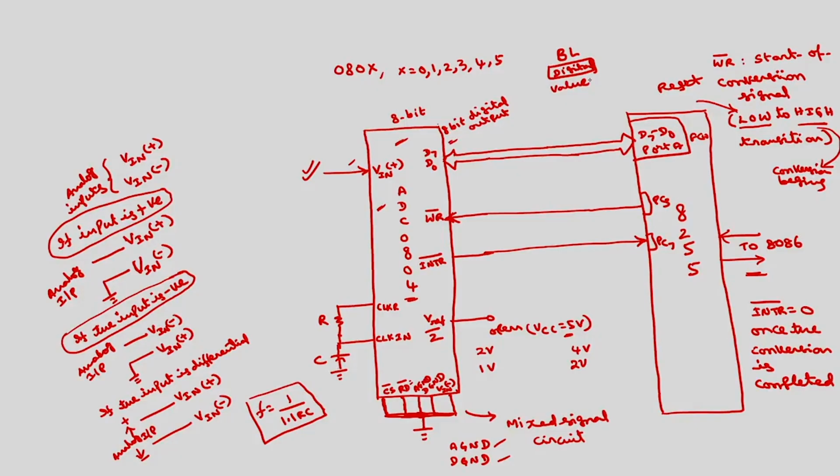For that we have to write the program using 8086 instructions. The first part of the program will be initialization. You have to program port A as input port, which is going to take the data. Port A should be input port and port C lower should be output port. Port C upper has to be input port.